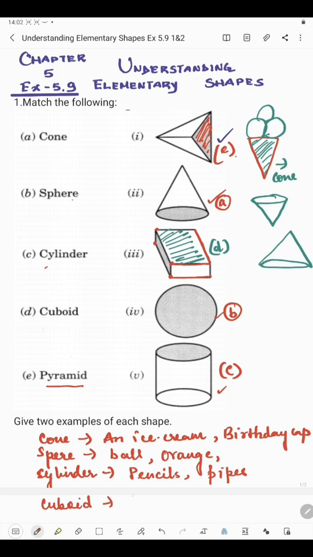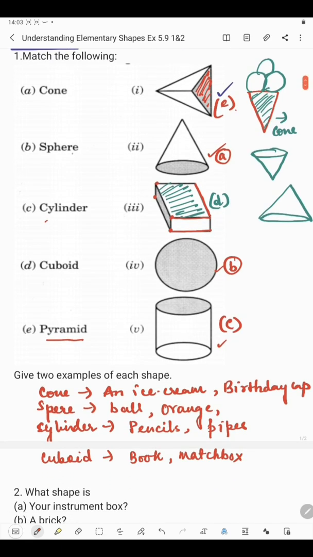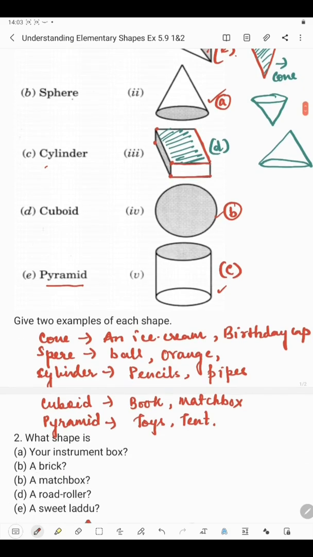Now, cuboid. Examples of cuboid are a book, a copy, then a pencil box, a matchbox. Now examples of pyramid are toys and a tent. So this was all about question number 1. Now coming to question number 2.